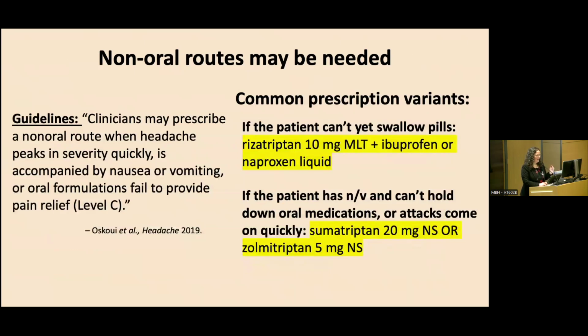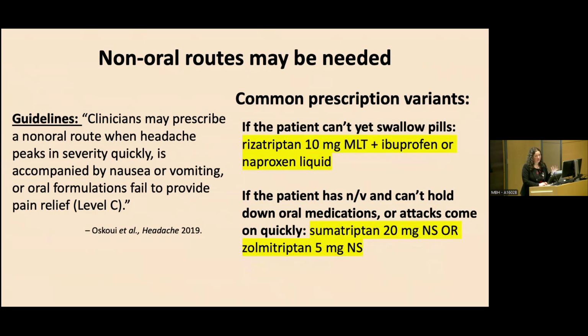Let's say they're having so much vomiting with their attacks that they can't hold down an oral medication. There are alternatives. Sumatriptan can be given as a sub-Q injection. It can be given as a nasal spray. Zolmitriptan can be given as a nasal spray. They don't have to be able to absorb the medication orally.